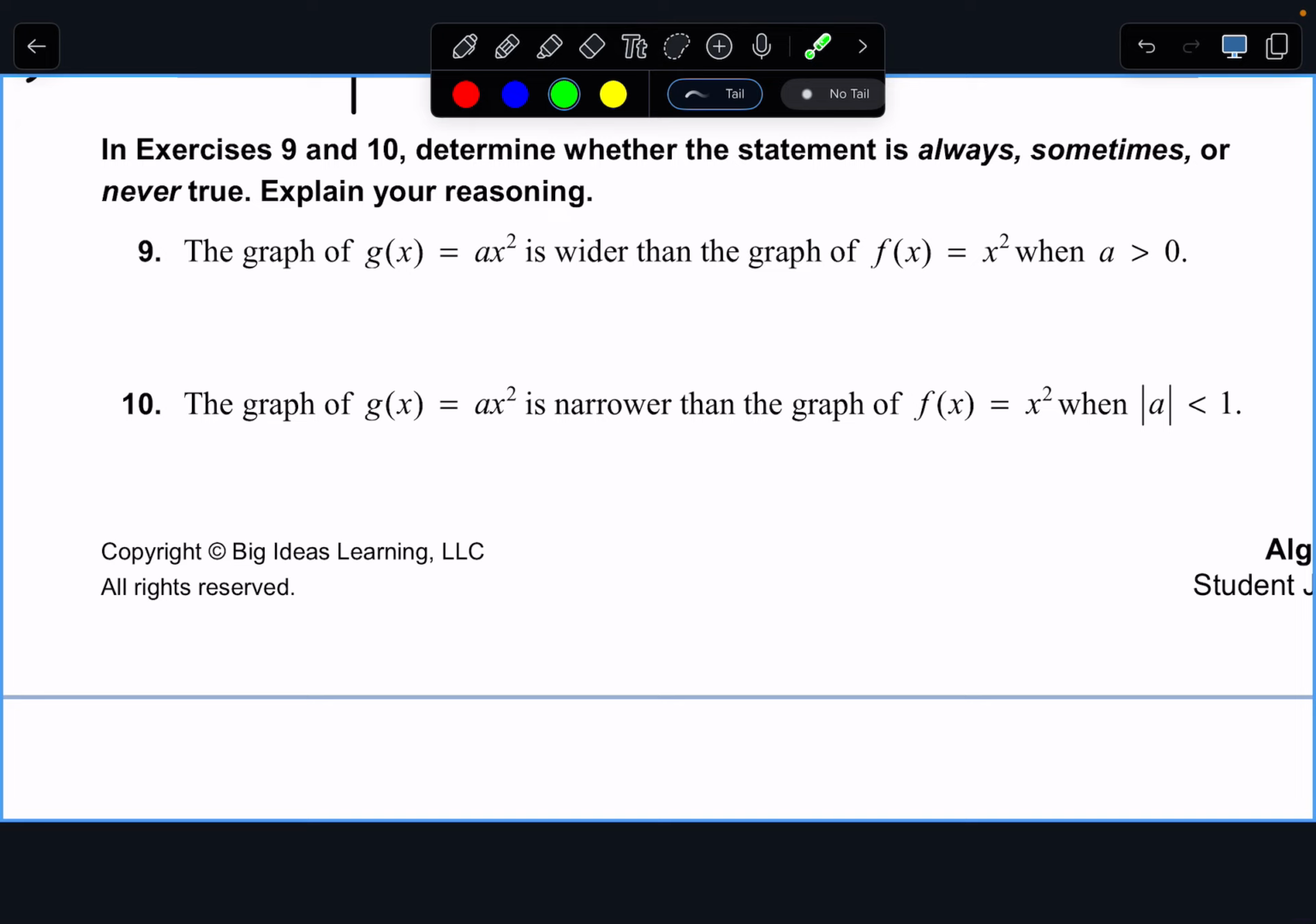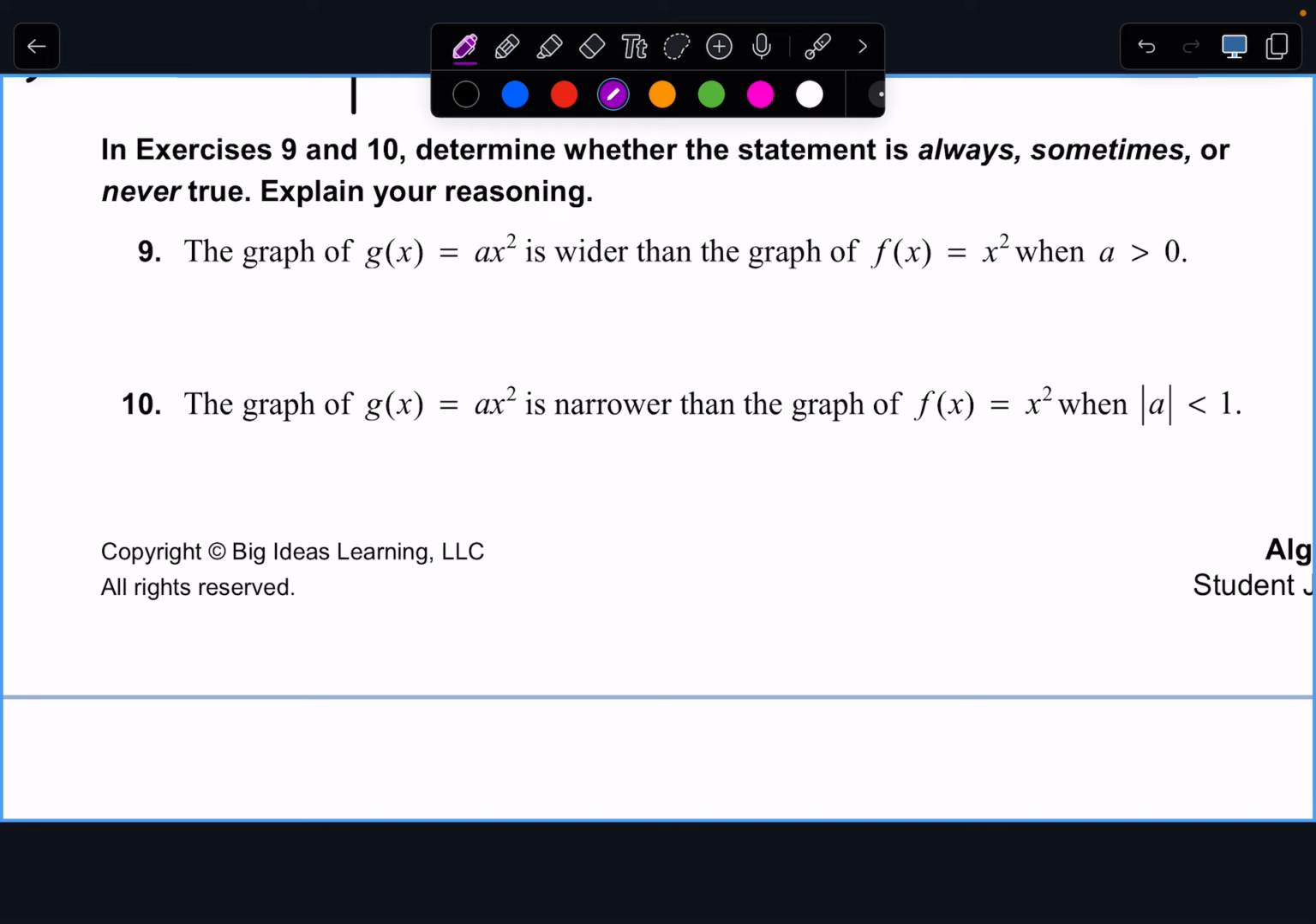So we know it could be always. We know it could be sometimes. We know it could be never. So that leaves us 3 options. Is ax squared wider than x squared when A is greater than 0?